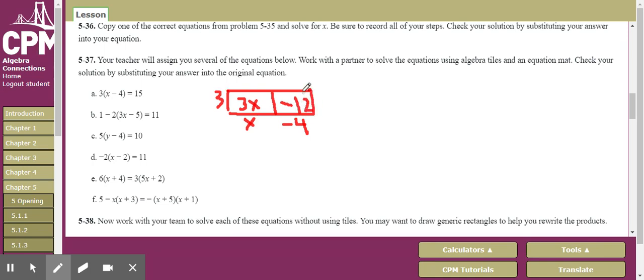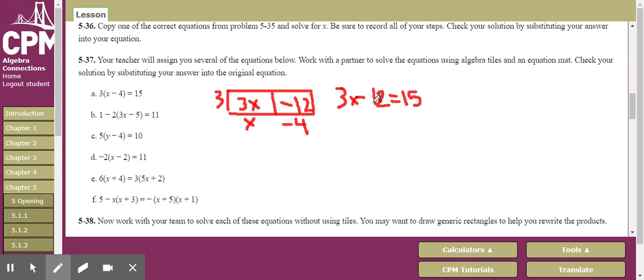So now I have an equivalent expression I can use, since I can't solve this equation as long as I have these parentheses here. So now I can rewrite this equation as 3x minus 12 equals 15. And then I can solve.